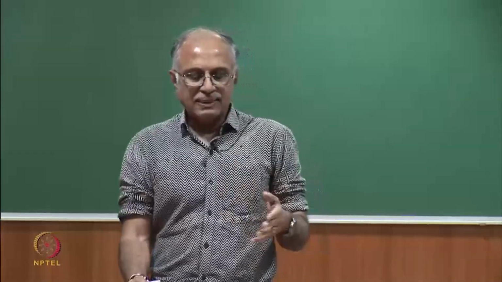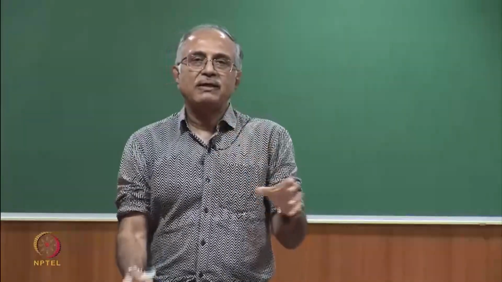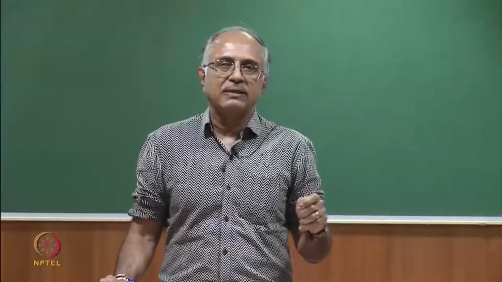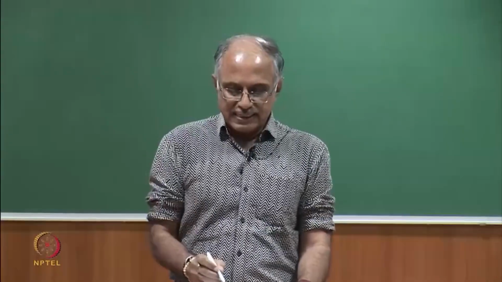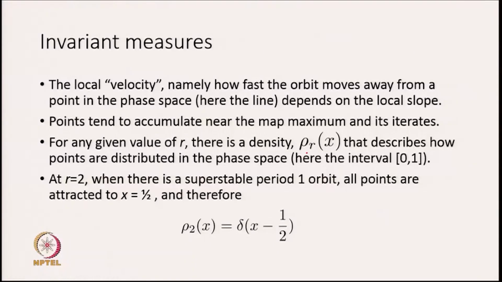This gives us an idea that along the line, in the interval, there is a density. This density, which we denote by the letter rho, for any given value of r, there is this density rho r of x that describes how points are distributed in the phase space, which is of course here the interval 0 to 1.